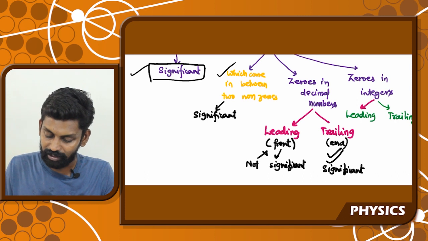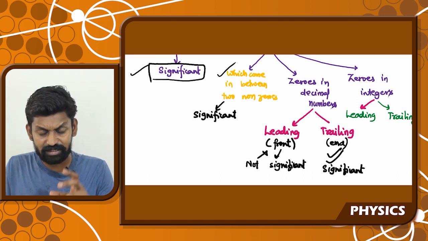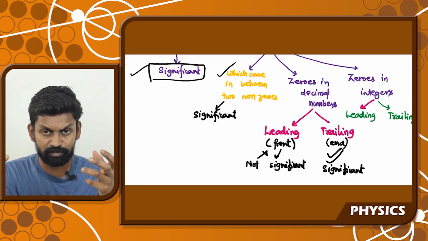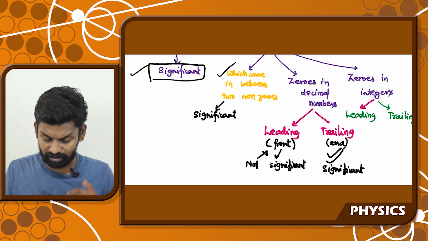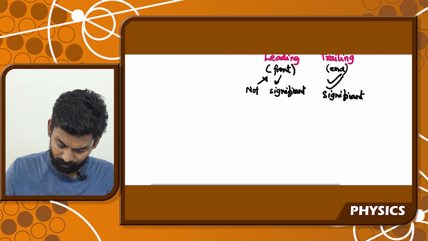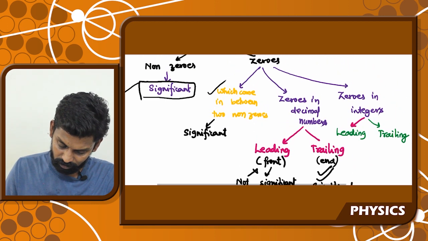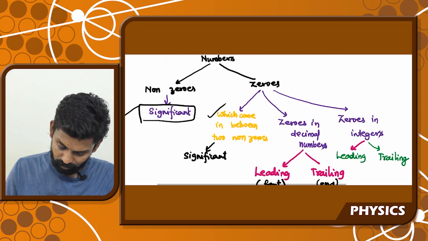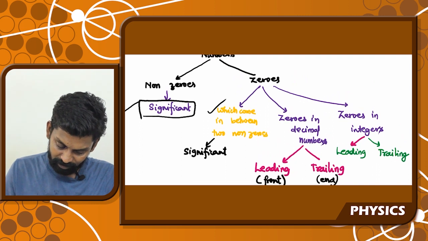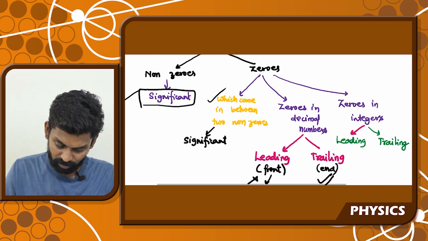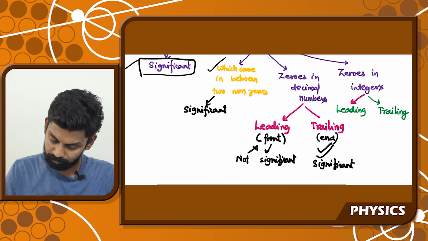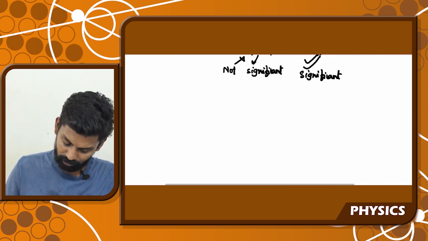Not significant. In integers, it is a little tricky. I will explain with examples. Now I will start giving examples for all these things. First one, you can take a screenshot and keep about these things: how the numbers, what are the different types of numbers present and where they come. Okay, now I am going to help you with an example.